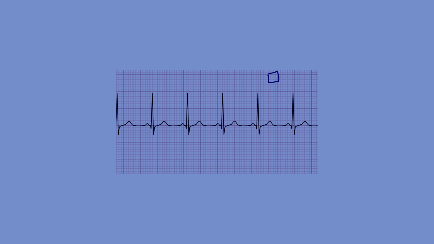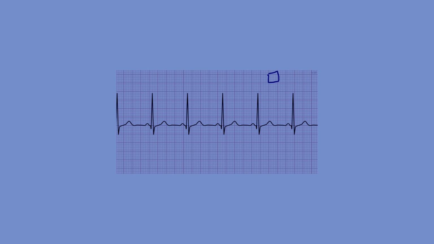And the reason why the small squares are important is when we talk about QRS duration or PR interval, if you count the number of small squares and then times that by 0.04, it'll give you the answer as to how long each complex is. And it's really important knowing the durations of the different parts of the complex.